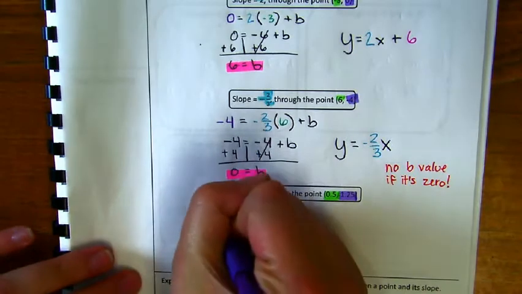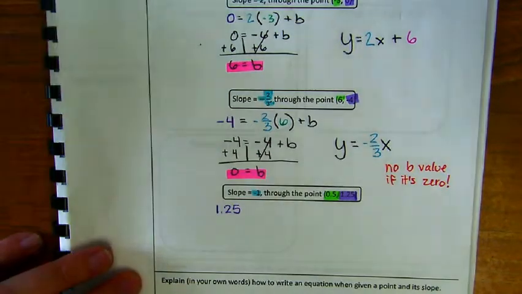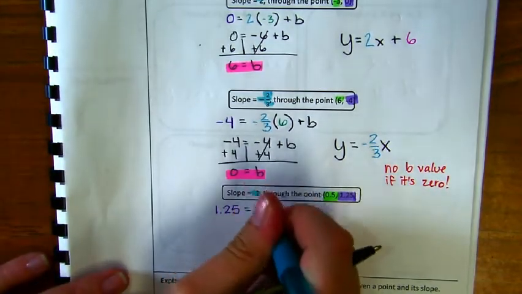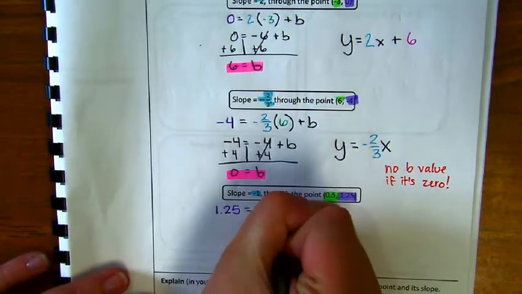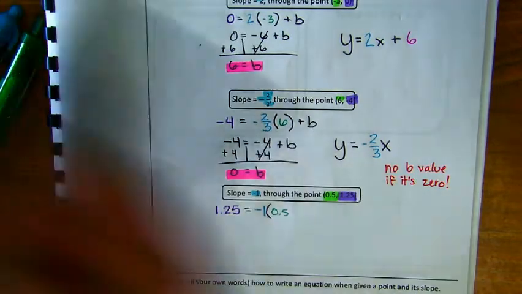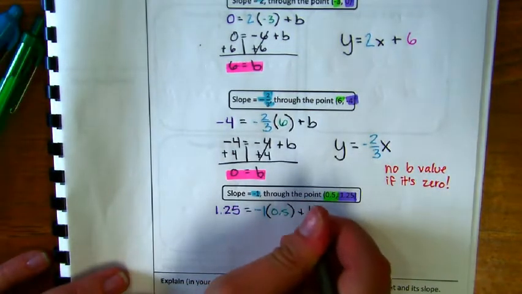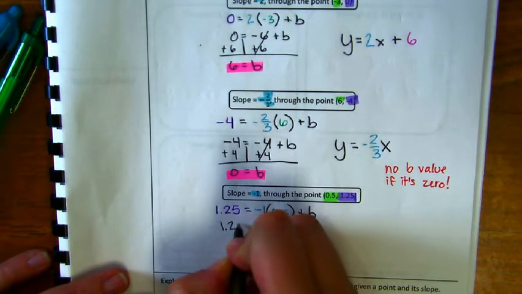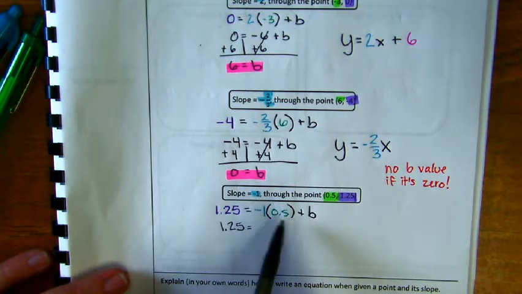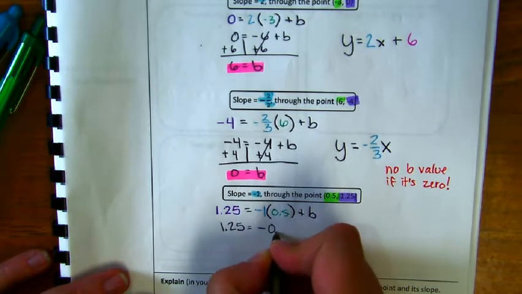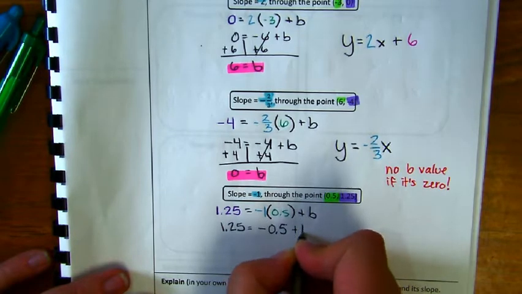So we're going to say 1.25 equals negative 1 times 0.5 plus b. This doesn't change. 1.25 equals negative 1 times 0.5, negative times positive, negative answer. 1 times 0.5 is still 0.5, plus b.